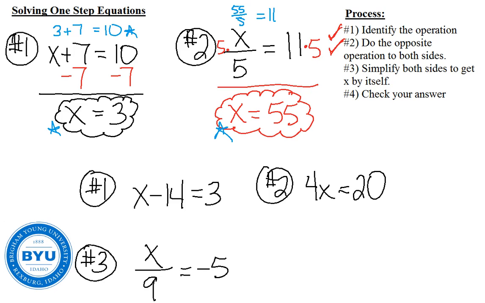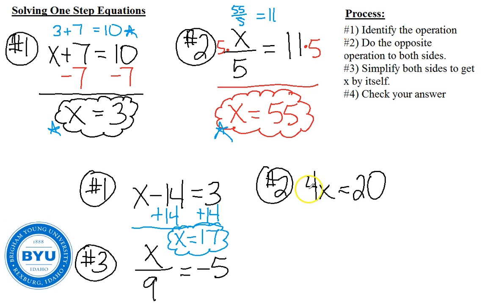Okay, let's see how you did. Again, make sure to follow these 4 processes when doing these problems. Let's identify the operation. We have a minus 14. What's the opposite of minus 14? Oh, it's plus 14. So we're going to plus 14 to both sides. We're going to be left with x equals 14 plus 3, which is 17. You could check this answer, and you'll see that it's right.